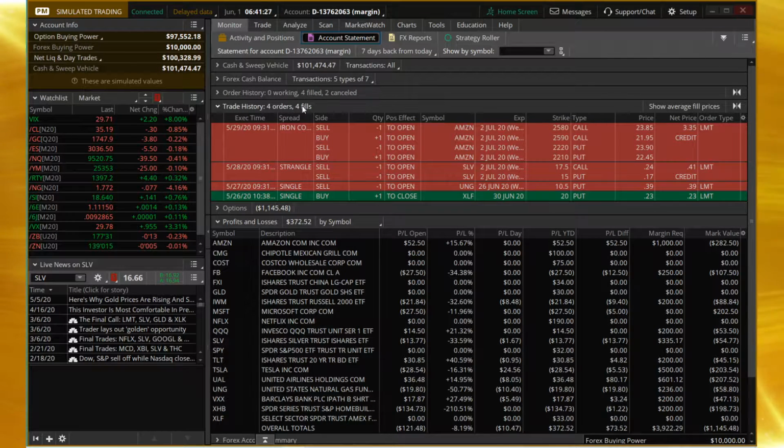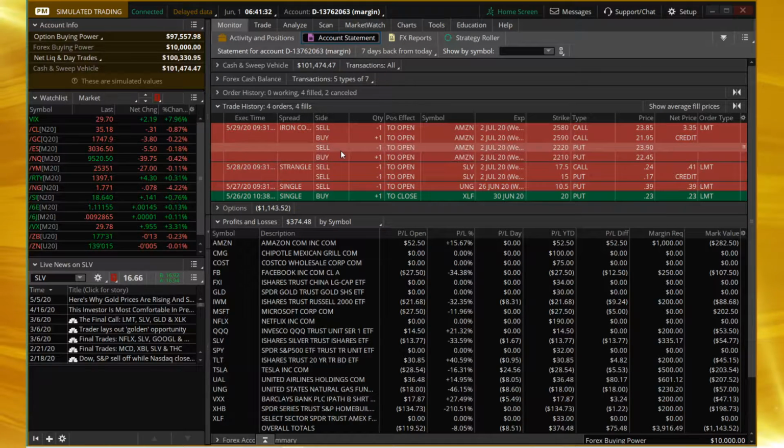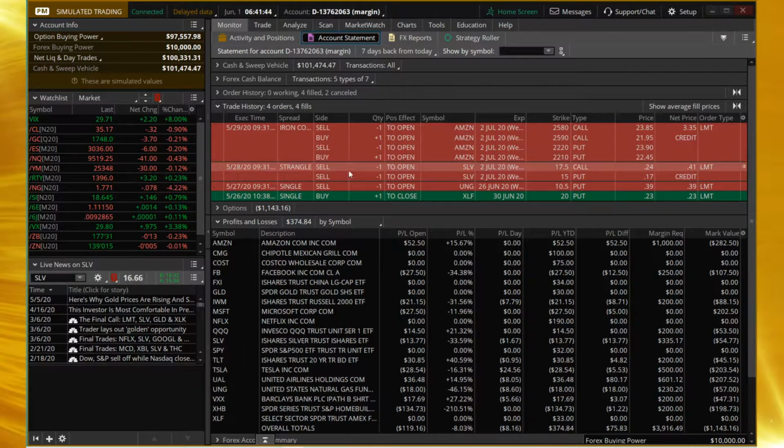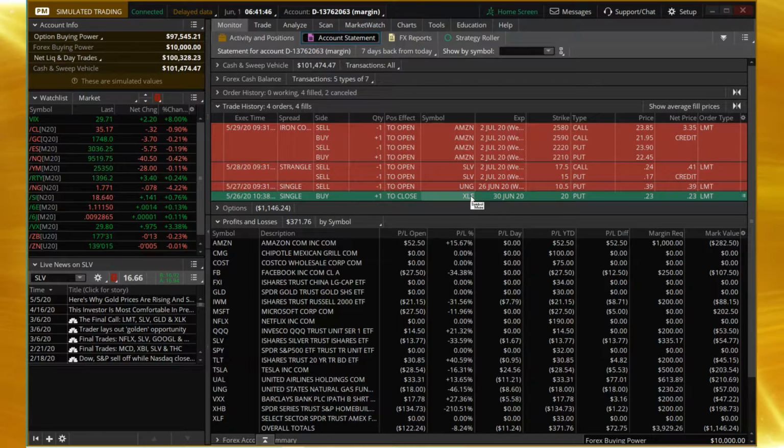You can see I have 4 orders and 4 of them filled. Last week was a holiday week here in the US, so we only had 4 trading days out of the 5, right? And we filled orders on 3 of those 4 days. So there are the 3 orders we filled on. Here's the one we closed. We closed XLF, and we did receive a credit of 56 cents. So 33 would be the profit that we made on that one. So $33 profit. That's a good percentage on that one.